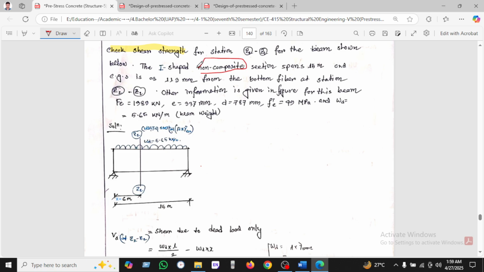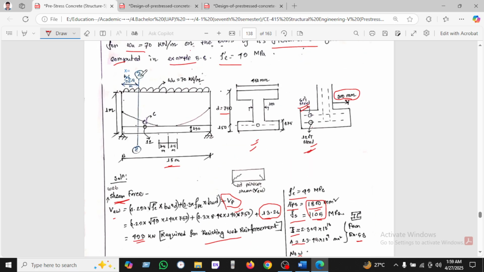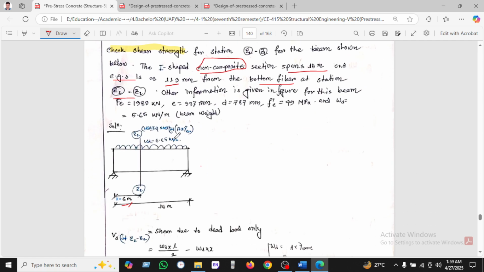This is the non-composite section, the span is 15 meter, and the CGS is 113 from the bottom fiber, and the section is given. This is the 6 meter. Previously we saw the section at 0.5, but in this case the section is at 6 meter. Other information is given for the beam. We can see all the information given here.